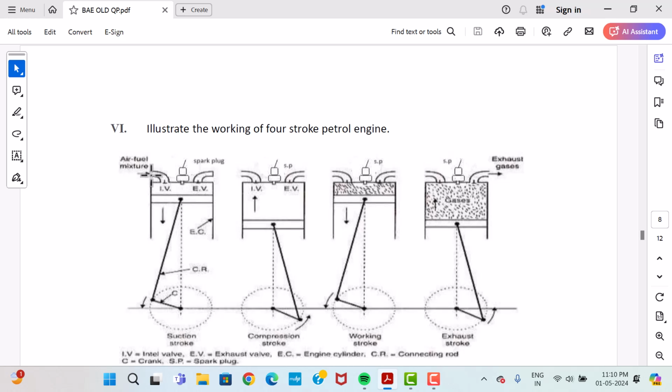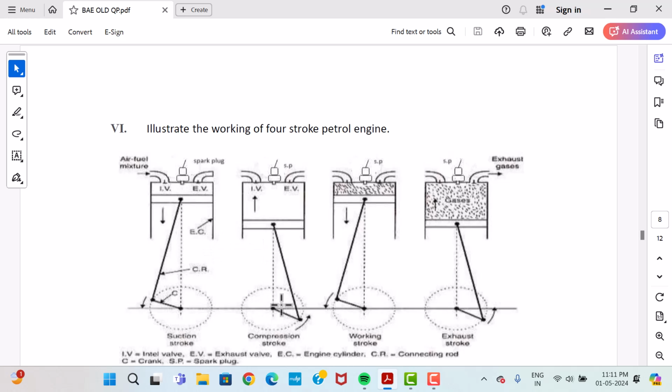During this movement, the inlet valve will be in the open condition. So the air fuel mixture is entering into the cylinder because when the piston moves from TDC to BDC, low pressure is created. That is why the air fuel mixture, air plus petrol, is entering into the cylinder. The crank is rotated 180 degrees. That means half a revolution of the crankshaft.